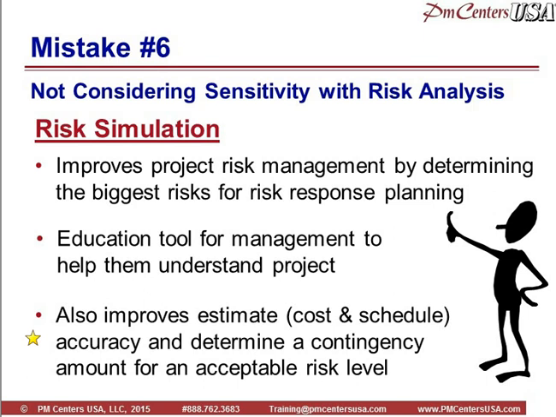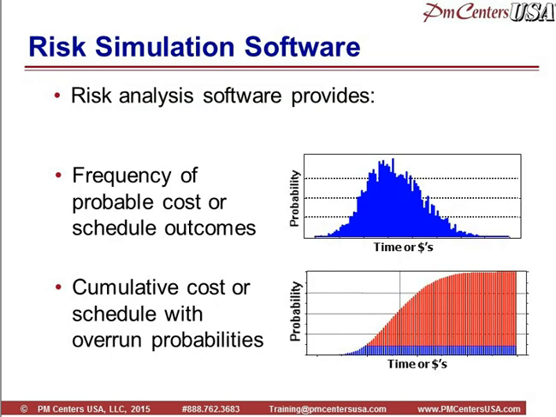You see, that's one reason for contingency, is because of risks, things that can happen. And using a risk simulation allows you to decide on how much contingency is needed for the level of comfort we need on this project. And risk simulation gives you 2 things. It gives you a histogram of potential outcomes for the project, and that can be time or money. You can do it for both. And it also gives you a cumulative cost or schedule with the overrun probabilities.